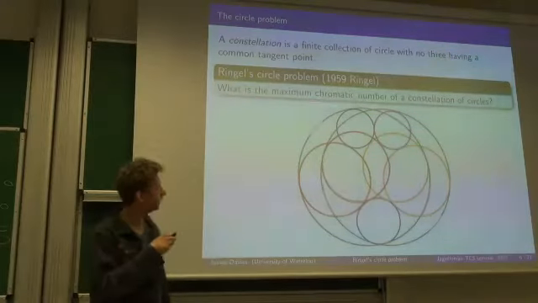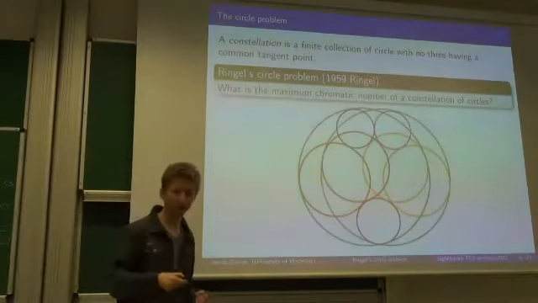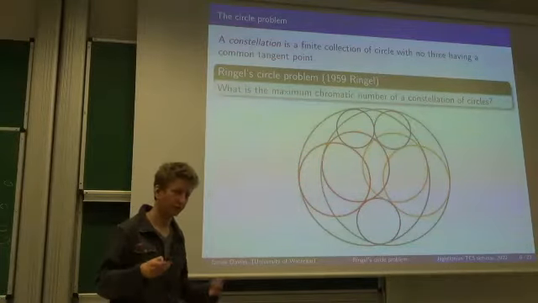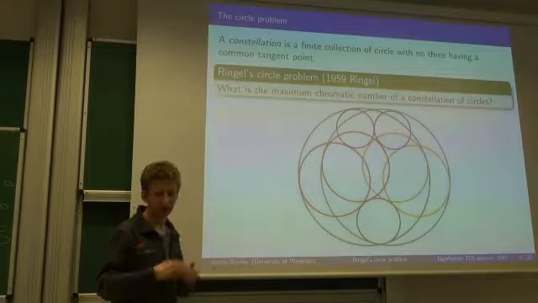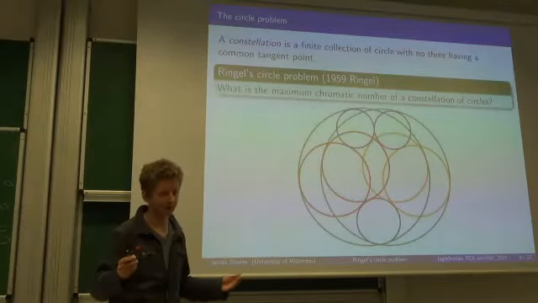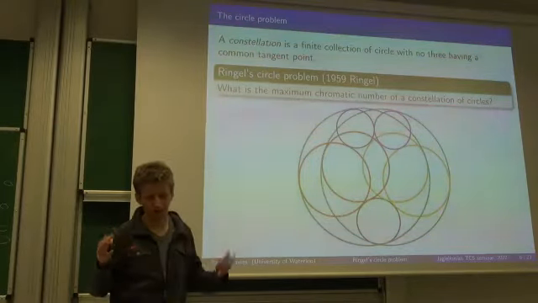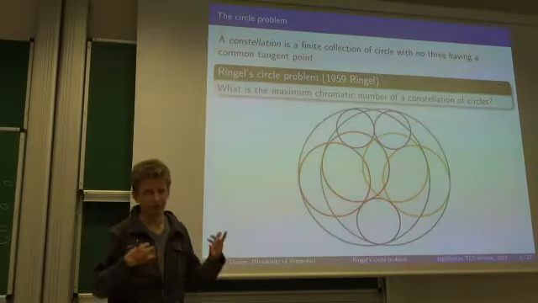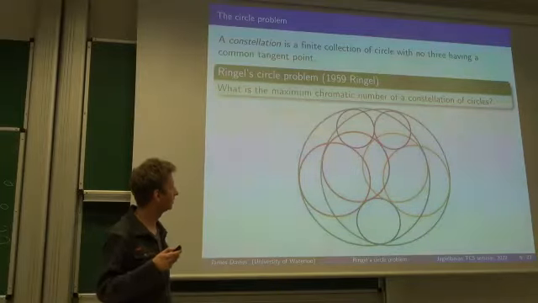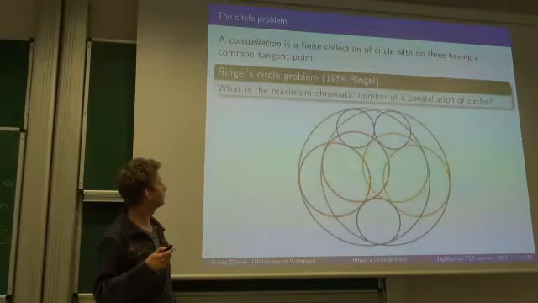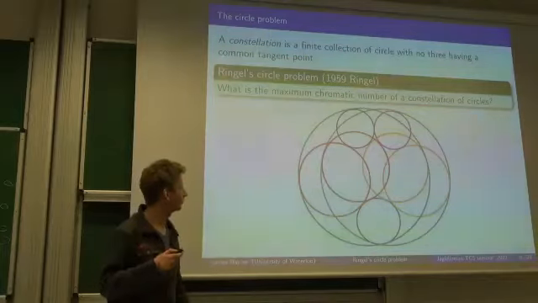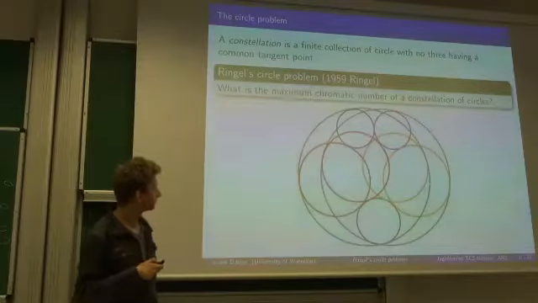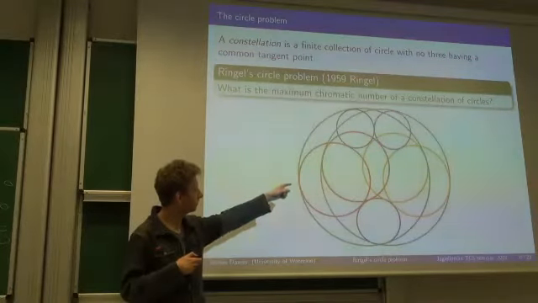Okay, so now on to Ringel's circle problem. This setting will generalize all of these previous ones. Now we're allowed circles of any size, any diameter, and they're allowed to overlap. We're going to have one restriction on our collections of circles, which we call a constellation, but I'll get to what that slightly technical restriction is in a bit. Ringel's circle problem asks what the maximum chromatic number of these constellations is. For example, this configuration needs 5 colors.